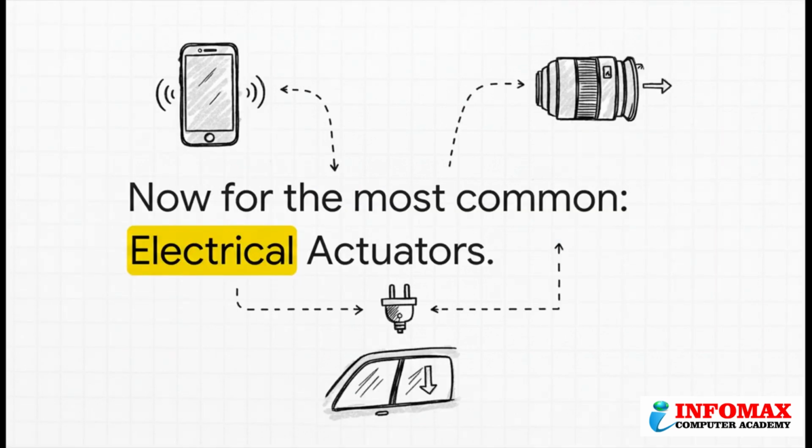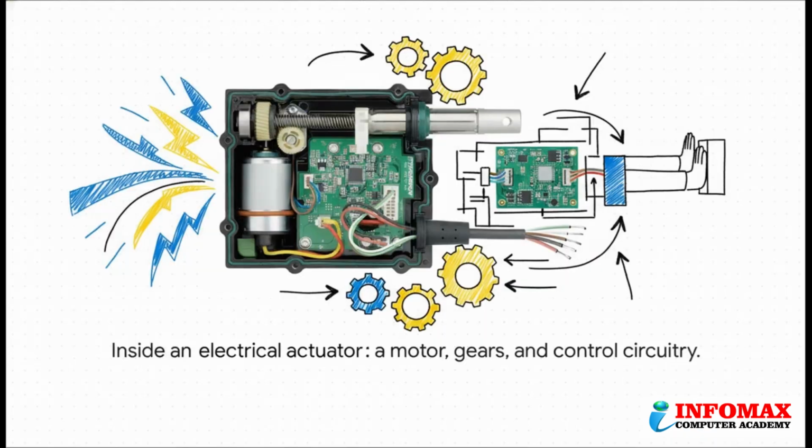All right, now let's talk about the one you have almost definitely used already today, maybe without even knowing it, the electrical actuator. If you could peek inside one of these, you'd see this whole little world working together. You've got an electric motor for the raw power, a bunch of gears to manage the speed and force, and then the circuit board that's basically the brains of the operation. It's pretty cool. This is where a tiny electrical pulse gets turned into super precise, controlled movement.